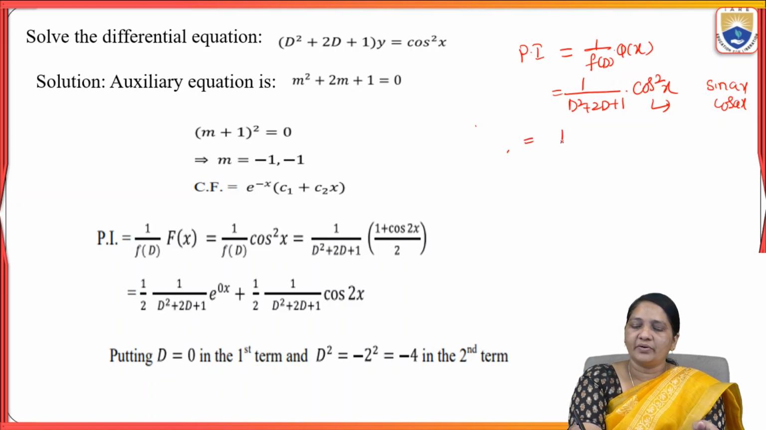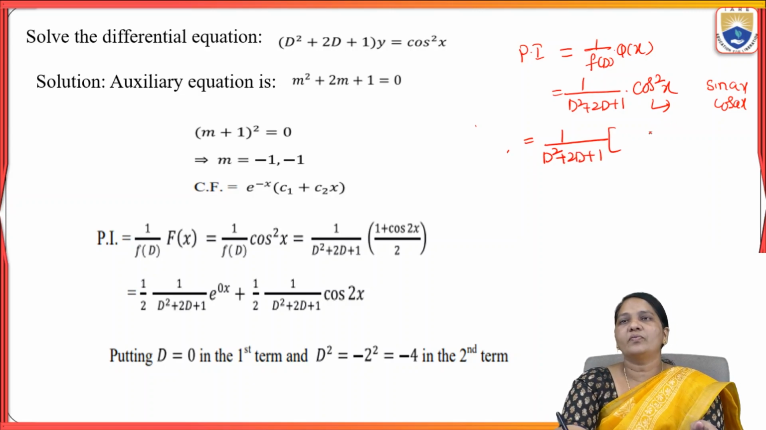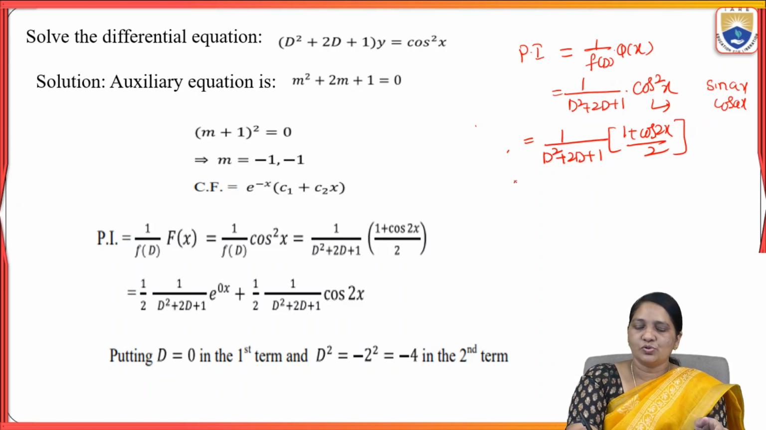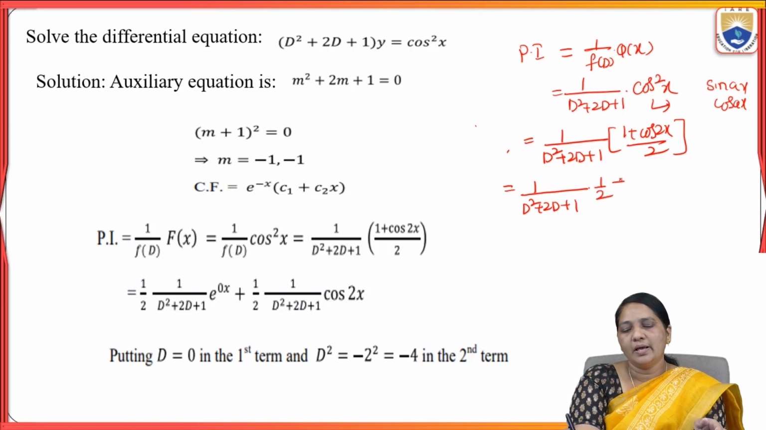So here I am converting by using the trigonometric formulas, 1 by D square plus 2D plus 1 into cos square x. In place of cos square x I can replace (1 plus cos 2x) by 2. So here I can get the cos ax form. So finally, 1 by D square plus 2D plus 1 into 1 by 2, that is the first term, plus 1 by D square plus 2D plus 1 into cos 2x. This is the second term.